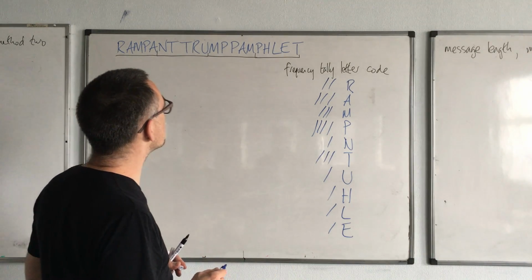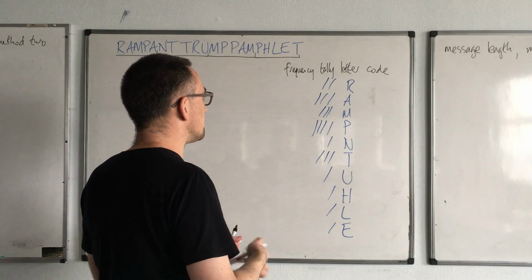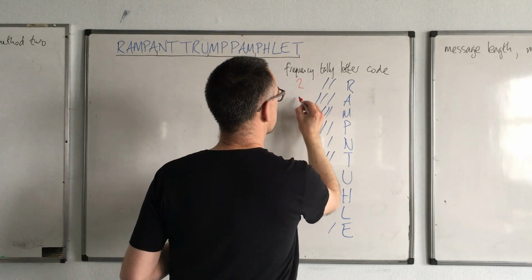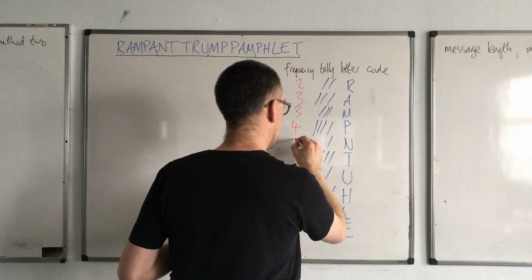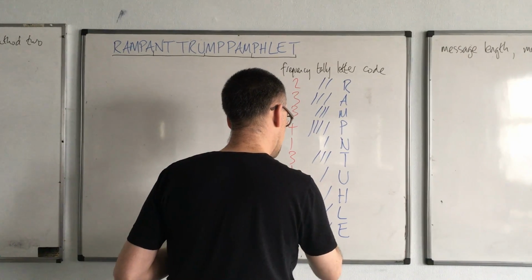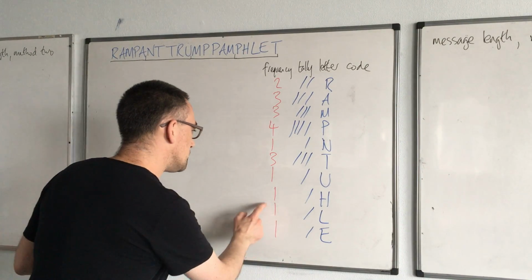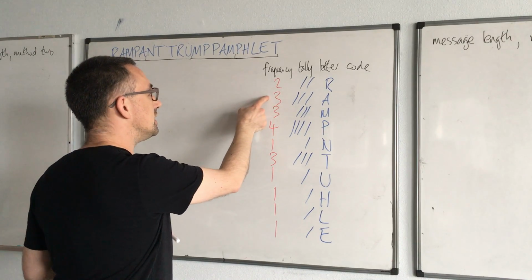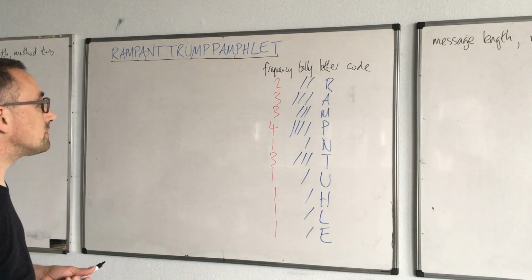Do we believe this? Well, let's turn the frequencies into numbers and see whether it adds up properly. So we said 2 R's, 3 A's, 3 M's, 4 P's, 1 N, 3 T's, 1 U, 1 H, 1 L, and 1 E. So let's see, we've got 1, 2, 3, 4, 7, 8, 12, 15, 18, 20 in total. So, all right so far.